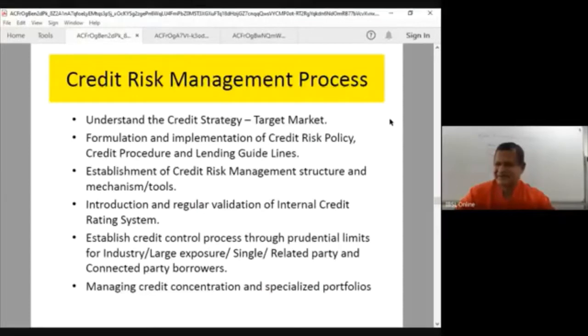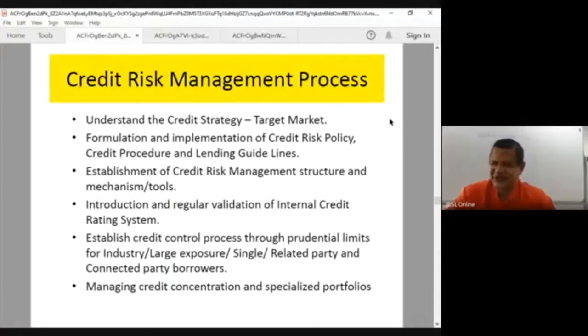Most of the banks have something called a single borrower limit. I'll explain to you later. The single borrower limit is the maximum amount you can lend to a single customer or a group of customers. So if a bank has about 10 large customers who have taken, say, 75% of your total facilities, and if some of them fail, it will have a very big impact on your non-performing assets or non-performing loans. Therefore, you need to have certain limits for these large exposures.